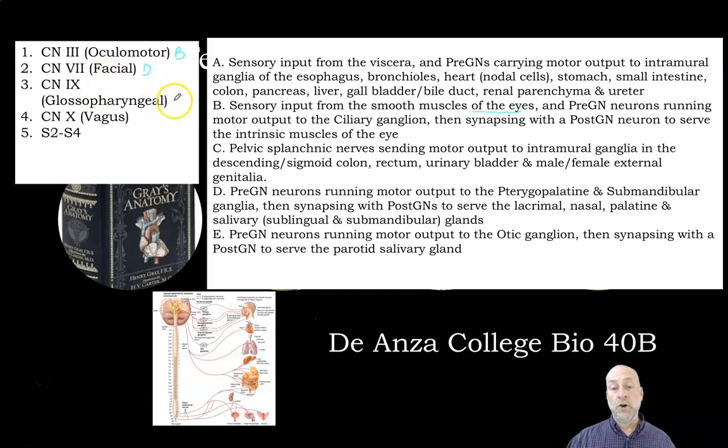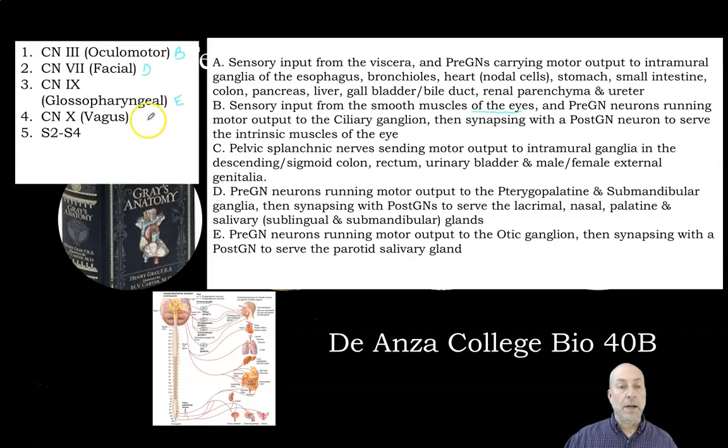Glossopharyngeal, on the other hand, will be serving the parotid, and that's its key role, is to run the preganglionic neuron to the otic ganglion, and then run the postganglionic neuron from the otic ganglion to the parotid gland and start squeezing the parotid gland, the big one, and just saliva jets streaming into your mouth. Right?